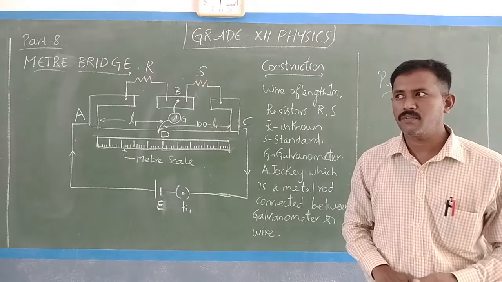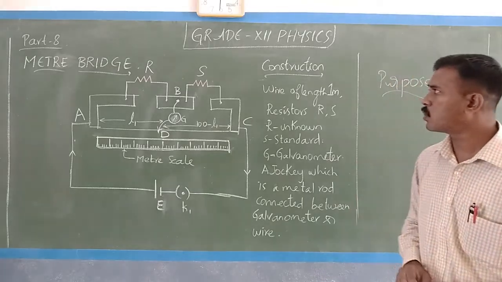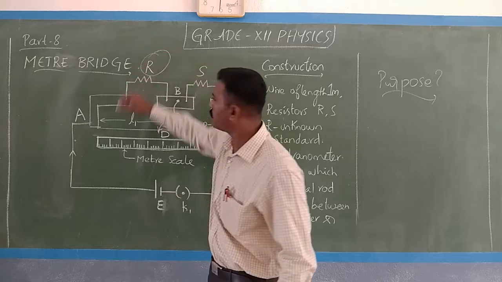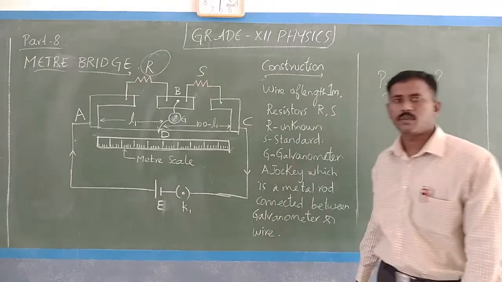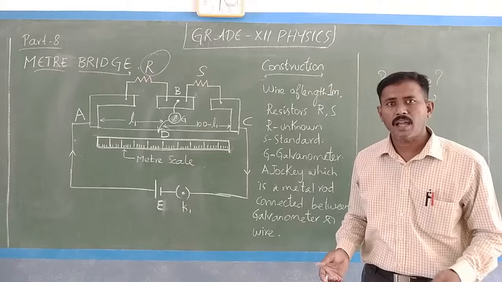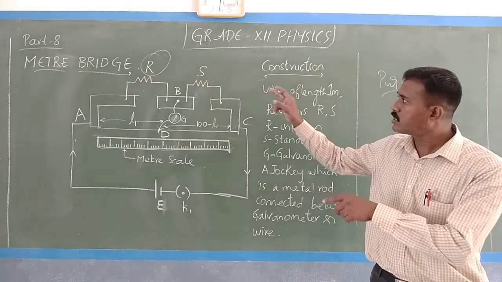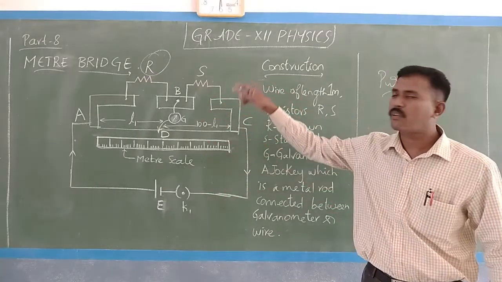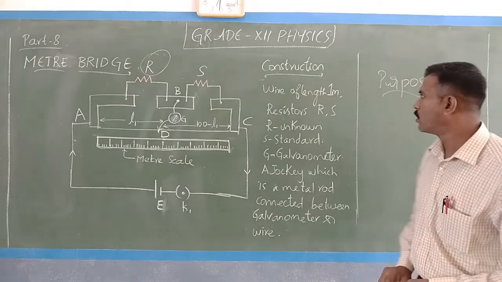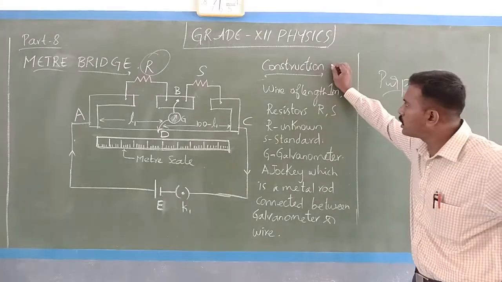What we have to find? We have to find the unknown value of this resistor. So this R is an unknown value. We don't know the value of this resistance. Clear? And I am using this arrangement for finding that unknown resistance. Clear? Okay. I will go on to the construction.